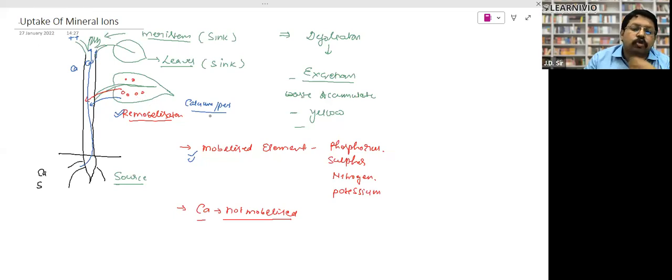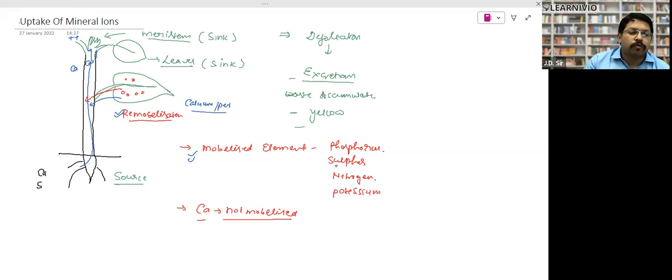Yes, sir. So what are the remobilized or mobilized elements? What are the elements which can mobilize from leaf to the plant? They are basically phosphorus, sulfur, nitrogen, and potassium. You have to remember their names, right? So these elements can be remobilized.